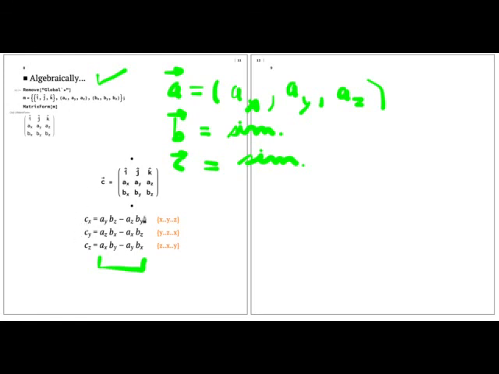Now, to remember this, we have a little mnemonic. So here's a mnemonic for remembering the cross product of two vectors. It's a kind of determinant. You can think of it as the determinant of a 3 by 3 matrix, i, j, k. Those are the unit vectors in the x, y, and z direction. Ax, Ay, Az, that's the second row of the determinant. Bx, By, Bz, that's the third row of the determinant.